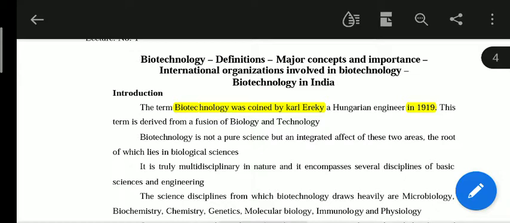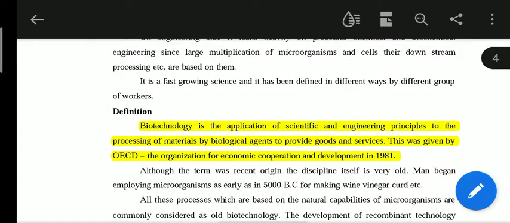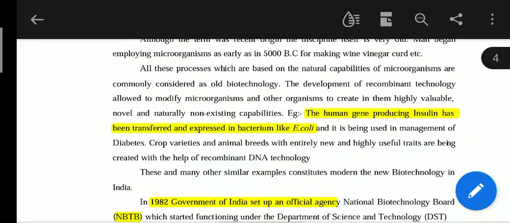The term biotechnology was coined by Karl Ereky in 1919. Now, what is biotechnology? Biotechnology is the application of scientific and engineering principles to the processing of materials by biological agents to provide goods and services. This definition was given by the OECD, the Organisation for Economic Co-operation and Development, in the year 1981. Now the human gene producing insulin has been transferred and expressed in a bacterium like E.